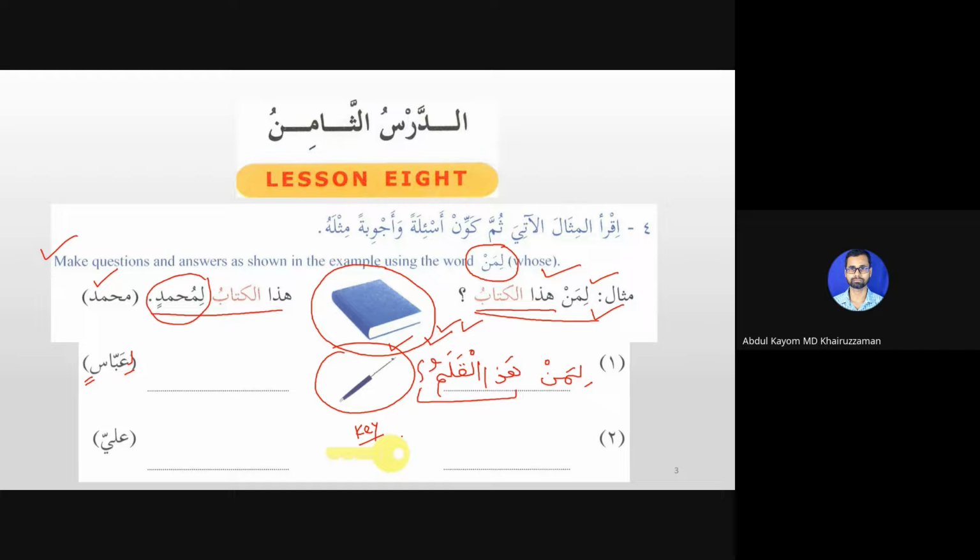Next one, we have a key here. So how do you ask, whose key is this? How do you say it in Arabic? لمن هذا المفتاح؟ Liman hadal miftahu. Then answer it: هذا المفتاح لعلي. Hadal miftahu li aliyin. MashaAllah.